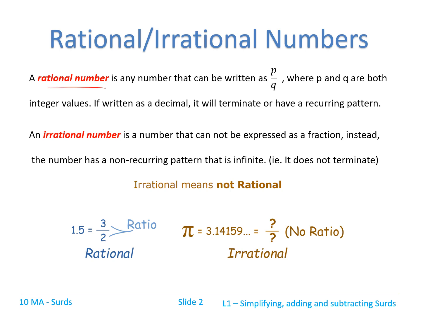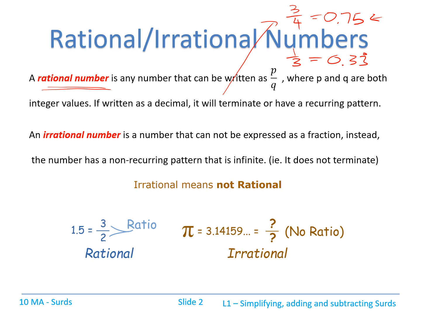Conversely, a rational number is any number that can be written as a fraction p on q, where p is the numerator and q is the denominator. They're both integer values. If written as a decimal, it will terminate or it will have a recurring pattern. So, for example, 3 on 4 is 0.75, which means that it terminates, it stops. 1/3 will have a recurring pattern of 0.33, etc.